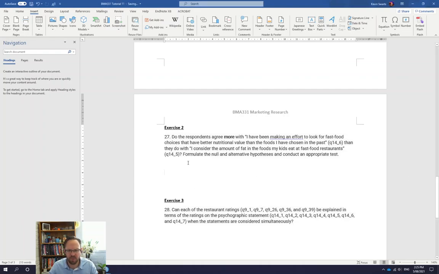Okay, so we want to formulate the hypothesis. So the null hypothesis, H0, is equal to, what we're looking at is the response degree more. So we know we're going to have a greater than symbol in there. But what we really, so I'll write this out and then I'll flip it around.